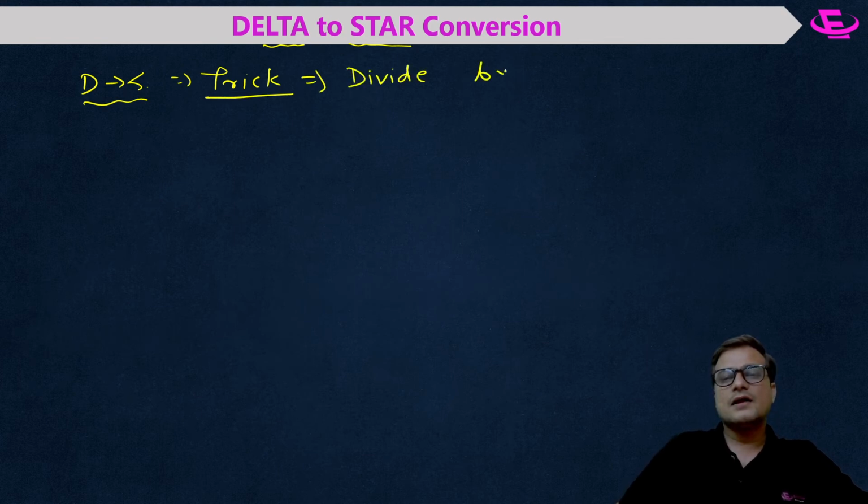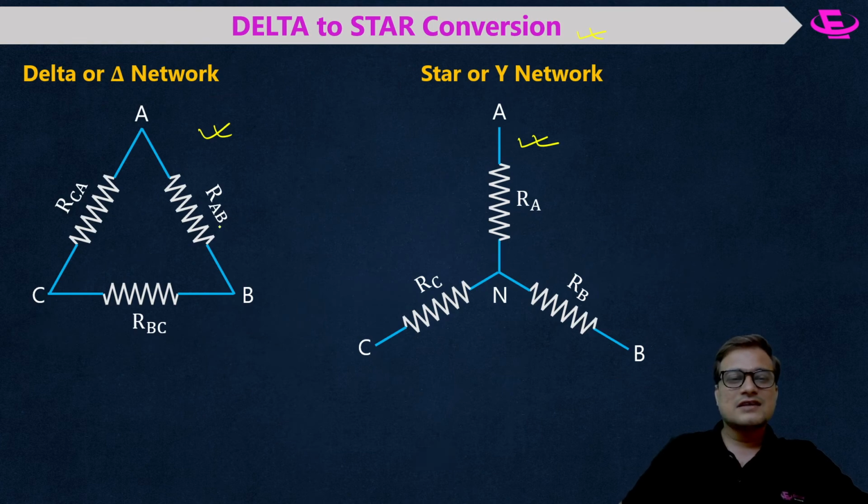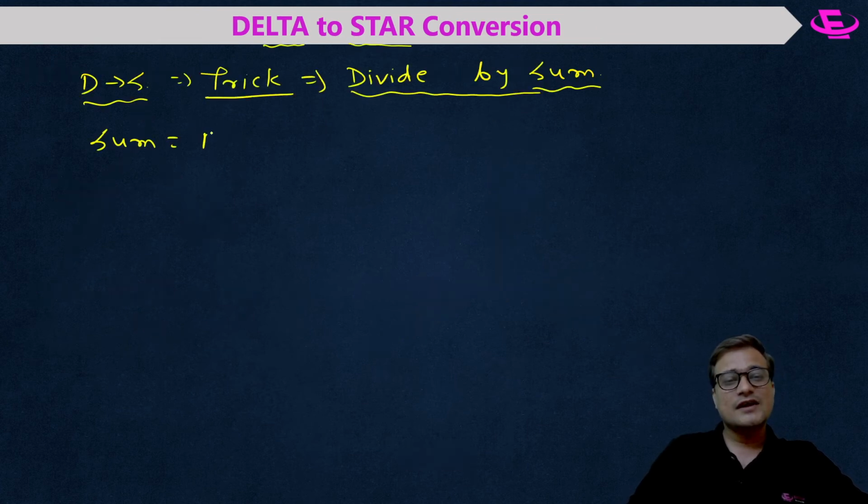Divide by sum. D for divide, S for sum. So divide by sum, what does it mean? Sum means sum of given resistances. What are the given resistances? RAB, RBC, RCA are given to you. So you will write RAB plus RBC plus RCA.